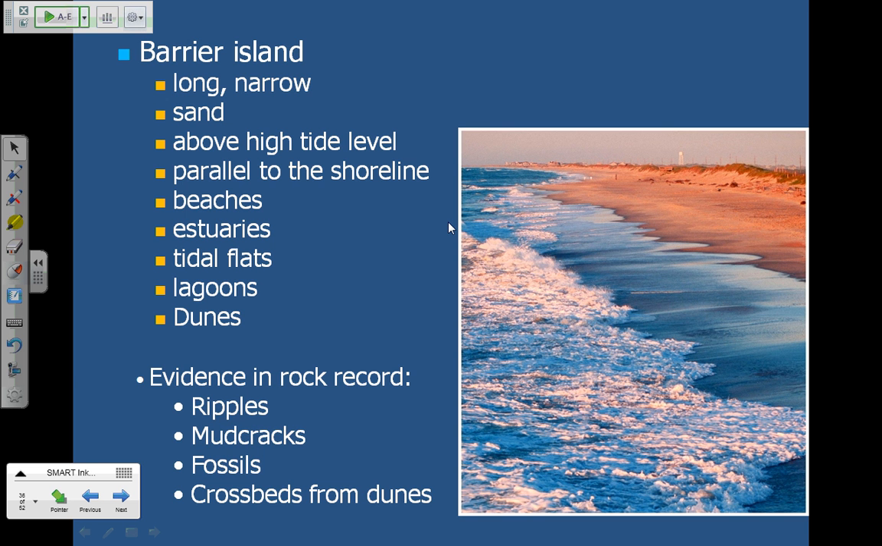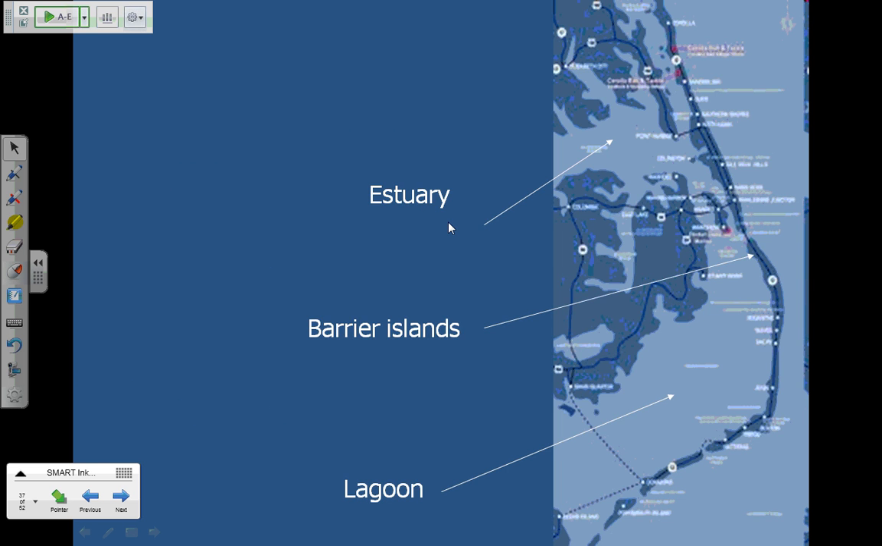So here's some of our evidence down here. Here's our lagoon. Here's our barrier island. Here's our lagoon. We've got an estuary up there. So if we can find evidence for a beach and then some evidence of a lagoon or estuary, then that's going to give us a clue that we've got a nice barrier island.